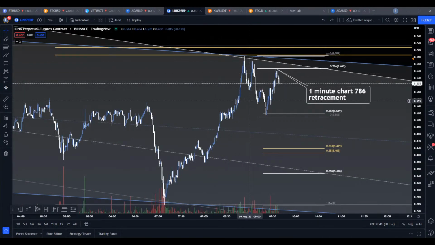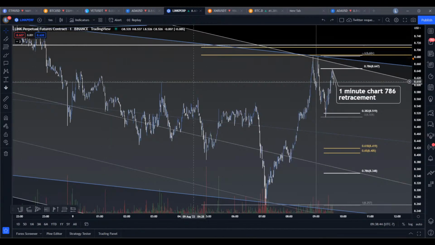I thought it would even be fun to watch the 1 minute chart here on link and then go over some Bitcoin.